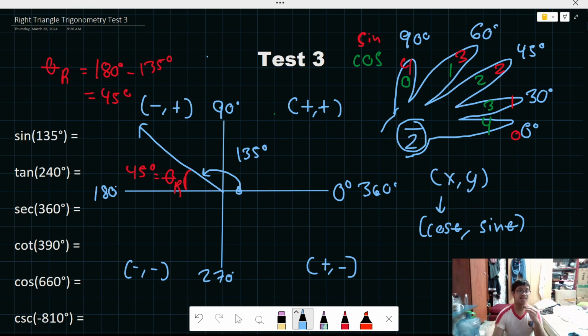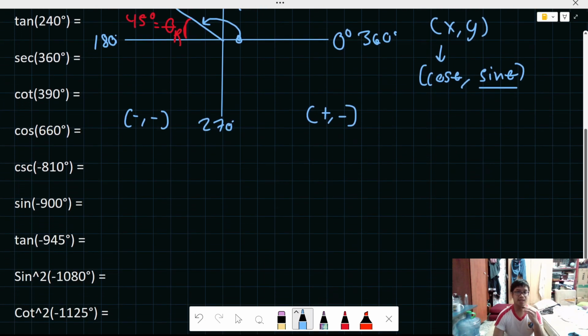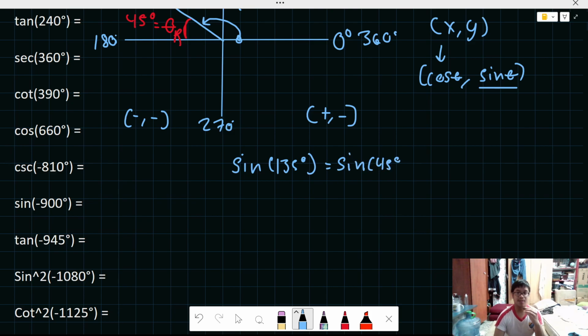Okay, so now 45 degrees, and then it is sine, right? Sine is the y, meaning the y value here on the second quadrant is positive. Therefore, we can say that sine of 135 degrees is just the same as positive sine of 45 degrees. I hope you understand how I get this. Now that we have the reference angle, what is the value of sine of 45 degrees, which is equivalent to sine of 135 degrees?